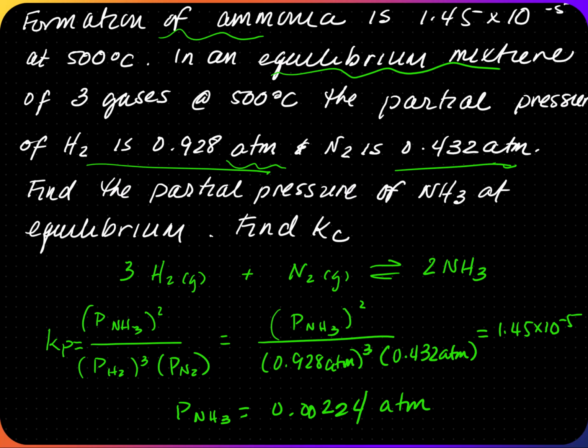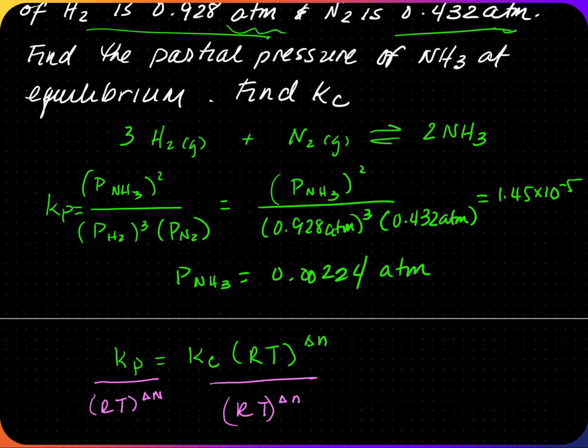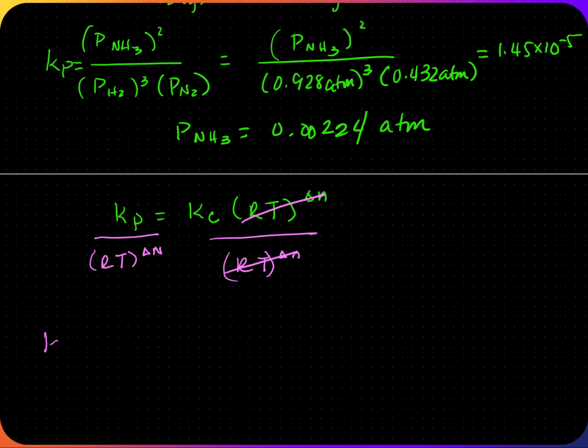Now we need to convert Kp to Kc. So we know that Kp is equal to Kc times (RT) to the delta n. To isolate Kc, I need to divide both sides by (RT) to the delta n. When I do that, (RT) to the delta n cancels out. So if we rewrite this, Kc is equal to Kp over (RT) to the delta n. Kp was given as 1.45 times 10 to the negative fifth.